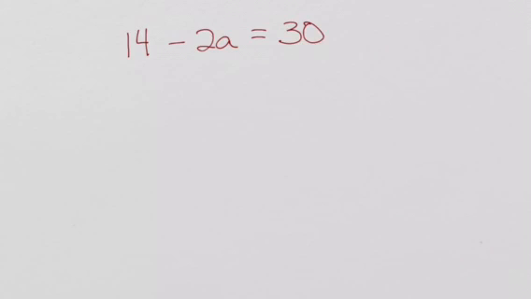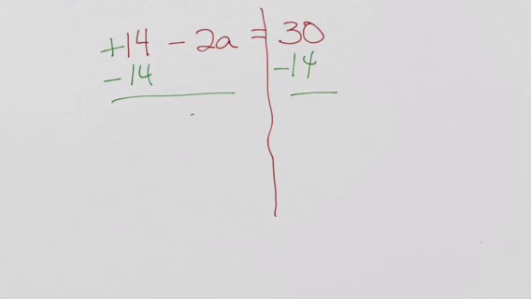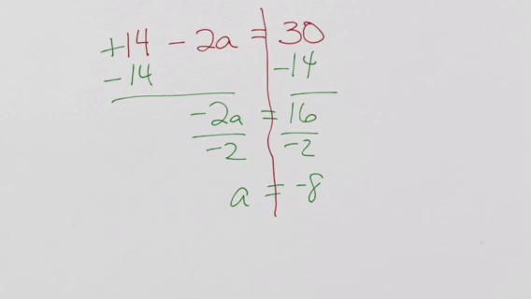Okay, on our next problem, notice that our variable doesn't come first on the left-hand side. So what do we do? Well, we look at this first number, and you have to think to yourself, it is a positive 14. So if it's a positive 14, we want to subtract 14 from both sides, and we'll get negative 2a equals 16. Divide by negative 2, divide by negative 2, a equals negative 8.